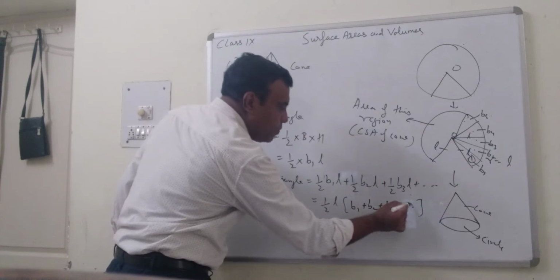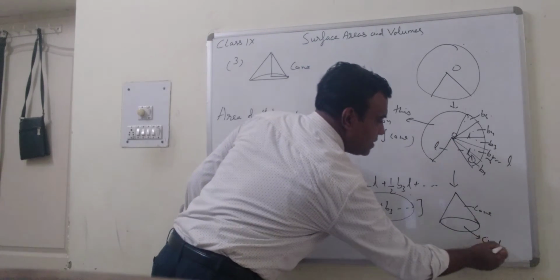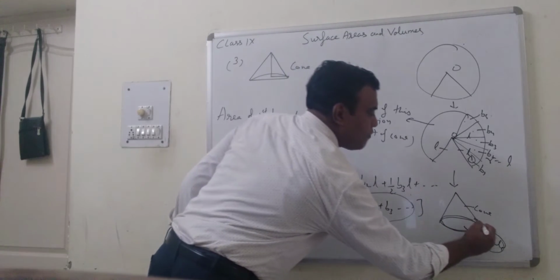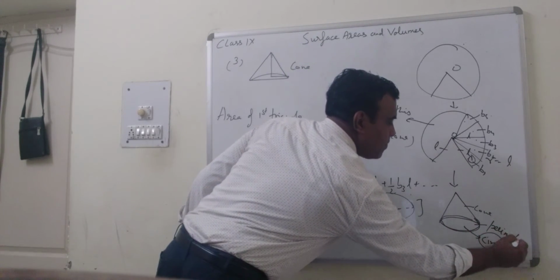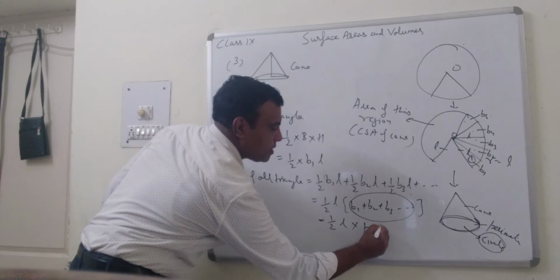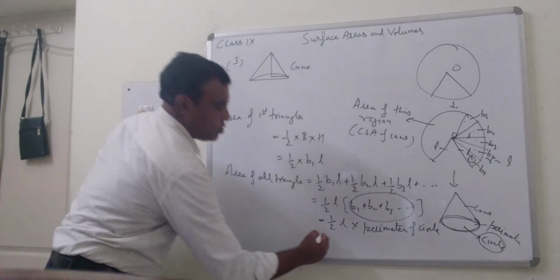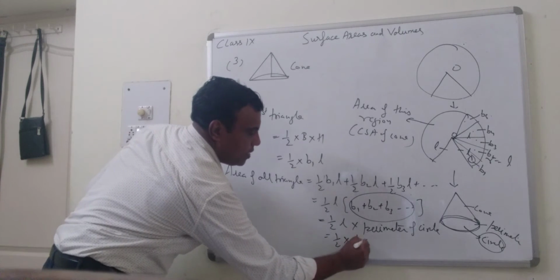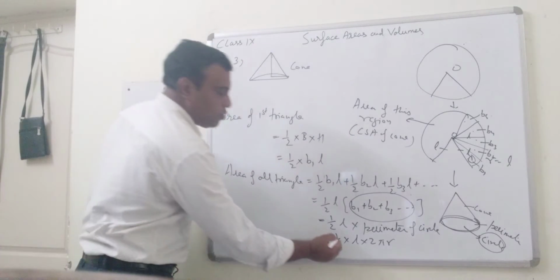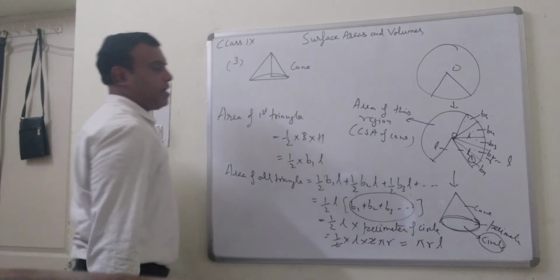What do B1, B2, B3 become when you fold it? A circle. B1, B2, B3 together become the perimeter of the circle. So it is half into L into the perimeter of the circle, which is half into L into 2 pi r. The 2 cancels with the 2. So the area of the curved surface of the cone is pi r L square unit.